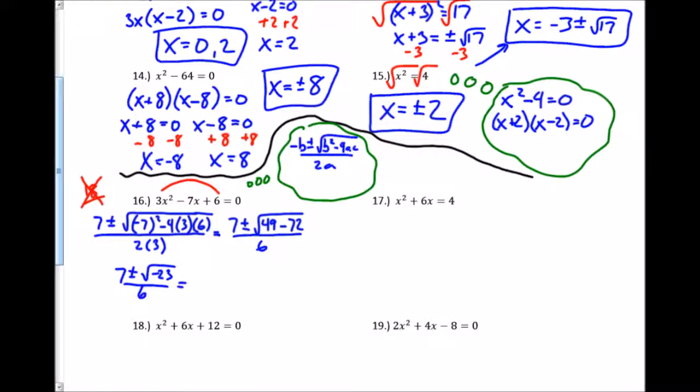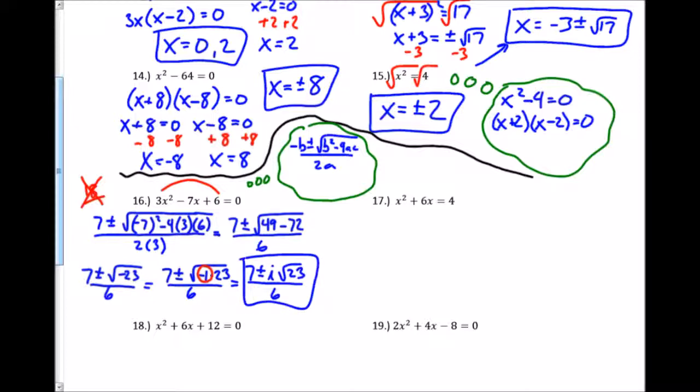Now I have to simplify that radical. Keep in mind that when I have a radical like this, I can split this up into 7 plus or minus the square root of, this is a negative 1 times 23. I still know how to take the square root of negative 1. The square root of negative 1 is an i. So that's 7 plus or minus i root 23 all over 6. Okay, so what I end up with is two complex solutions here.